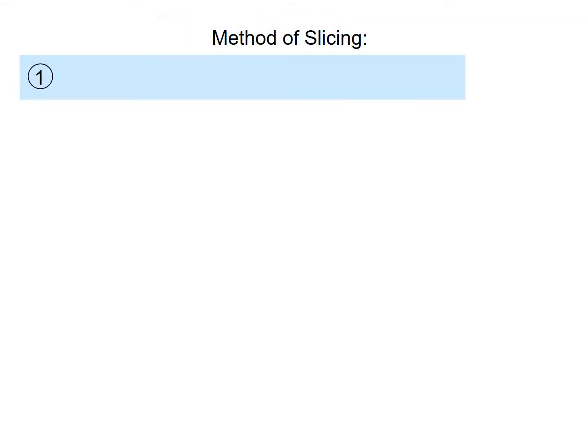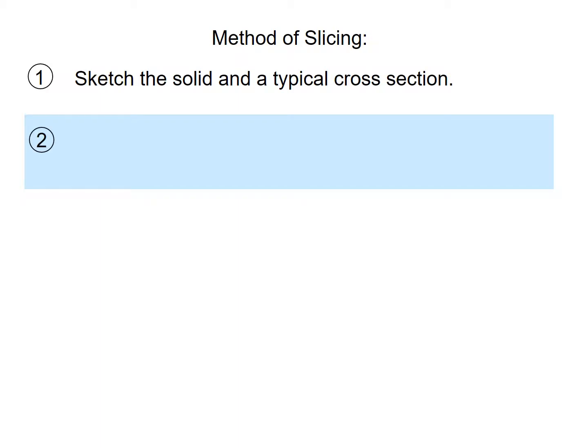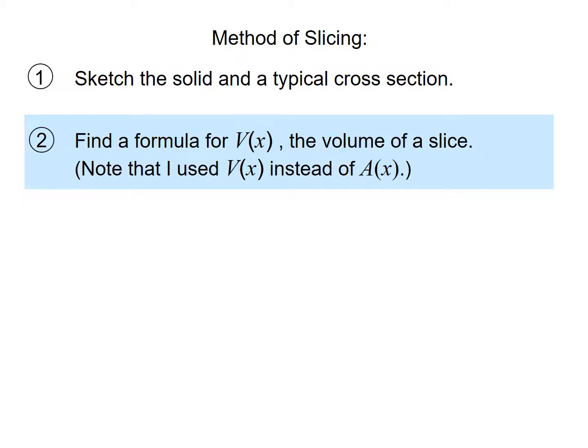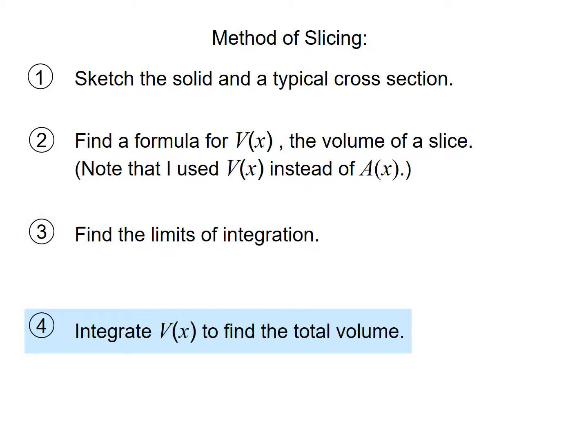So in general, in our method of slicing, we go through these steps here. We want to create some sort of a sketch, a sketch of the cross section. We want to know what this thing looks like. We want to find a formula that I'll call v of x. So that's the volume of one slice of this solid. Your book uses a of x. We use v of x because we're multiplying it by the thickness dx. Find the limits of integration, and then integrate.